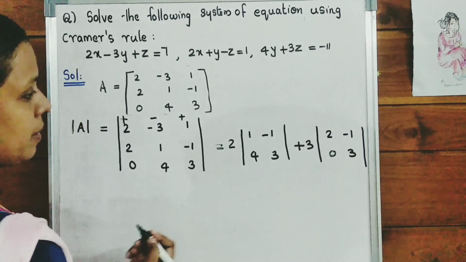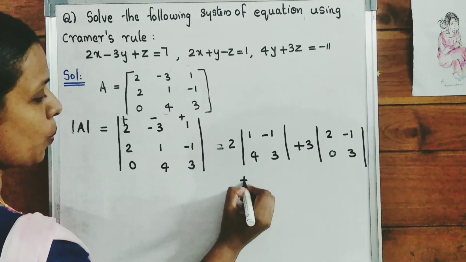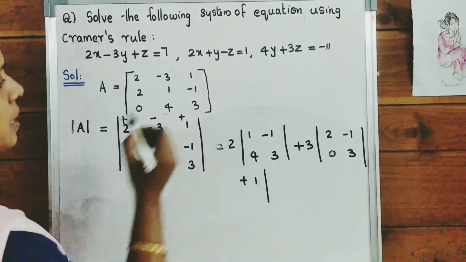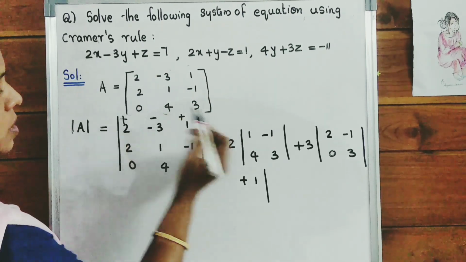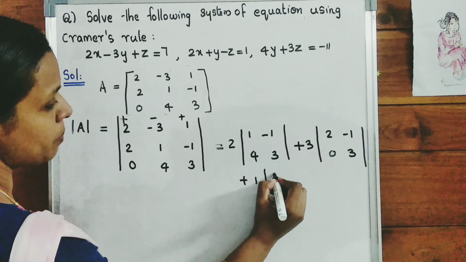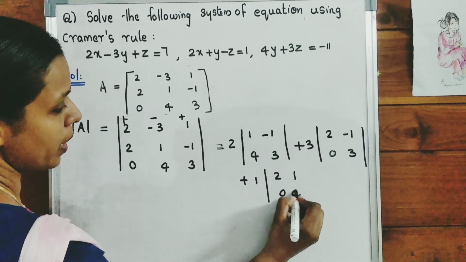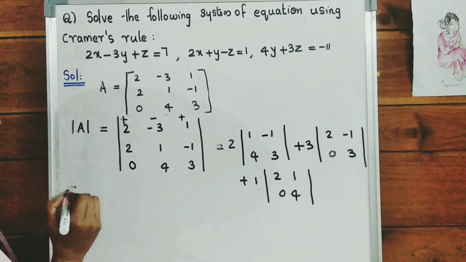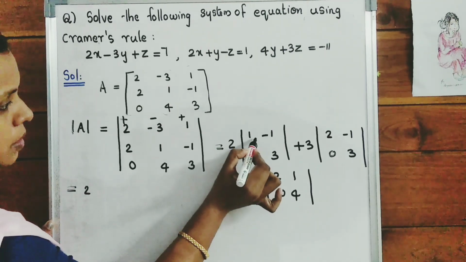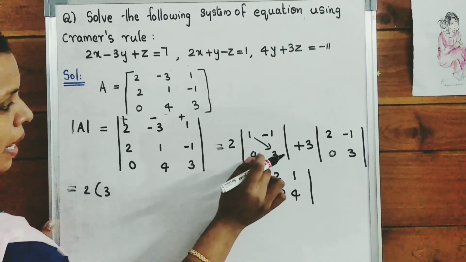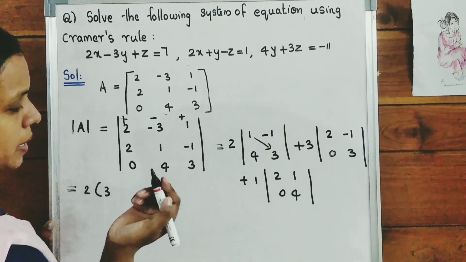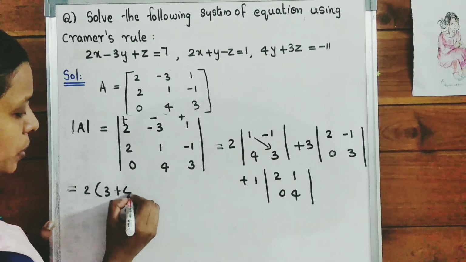Okay. Then 1 plus 1 into determinant. Here we delete third column and first row. We get 2, 1, 0, 4. Putting in the determinant 2, 1, 0, 4. Okay. That is equal to, we can write 2 into 1 into 3, that is 3, minus 4 into minus 1, that is minus 4. We get plus 4 here.